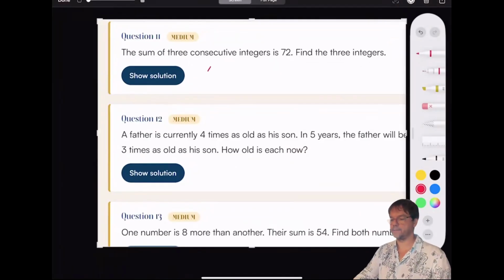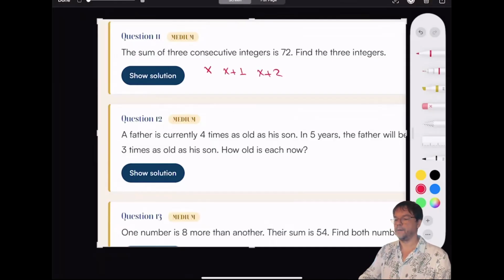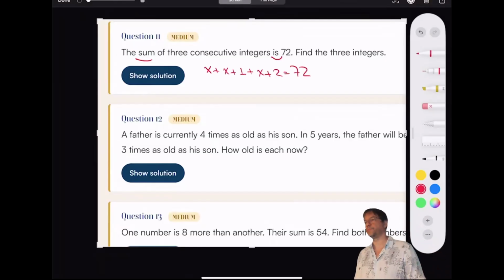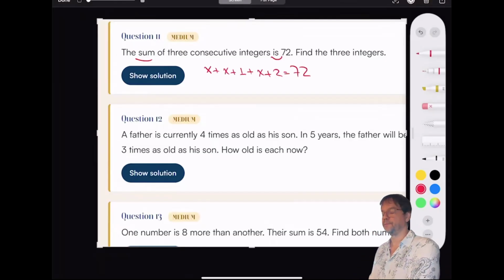One can be x. Yeah. The other one can be x plus 1. The other one can be x plus 2. I am adding all of them. Okay? Yeah. And the result is 72. Is that okay? Yeah.